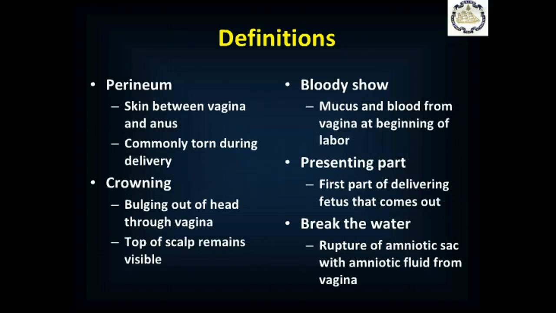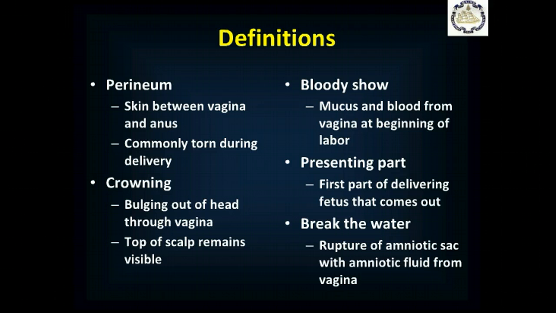Between the back of the vagina and the anus is an area of skin called the perineum. This is important because it's an area that often gets torn during the delivery. If the patient is crowning, it means the baby's coming now. That's bulging of the head through the vagina. You can see the top of the head, even when the mother is not contracting.